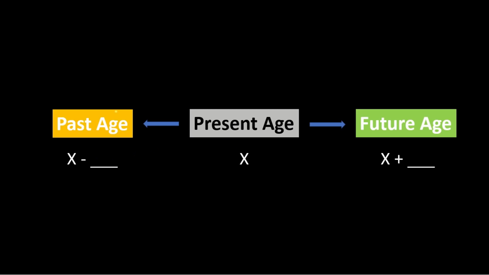Suppose they ask us to find the age before 3 years, that means we need to minus 3 from the present age. So it will be x minus 3. Similarly, if they ask us to find the age after 5 years, for example, we need to add 5 to the present age. So this way it will be easy for us to form the expressions and find the present age. And also there are questions that we get based on the ratios. So let's begin and solve the problems related to the age.